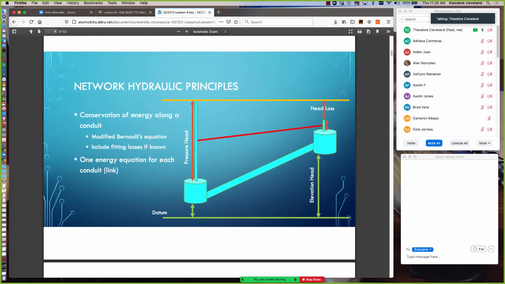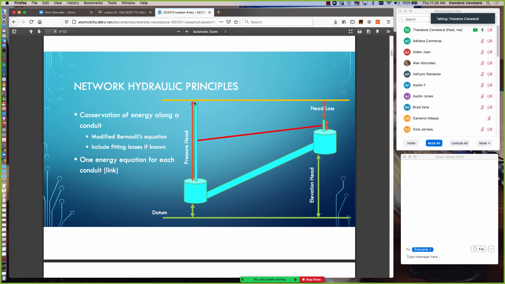So the conservation of energy along a conduit simply leads to an energy equation for each link. And in this diagram, flow is going from left to right. And that red line is incorrect. It didn't translate correctly. The elevation head plus the pressure head at this node puts us up here. The elevation head plus the pressure head at this node puts us up here. And a line that should be connecting the two, so this red line should go from that point up to this point, tells us the flow path.